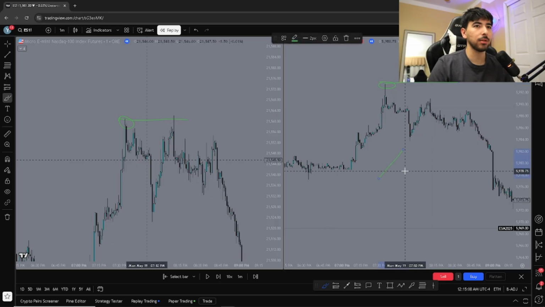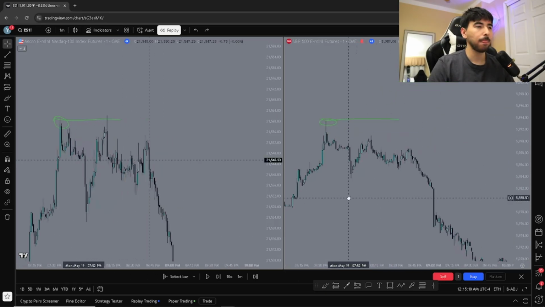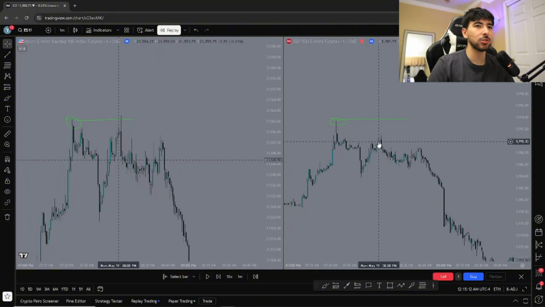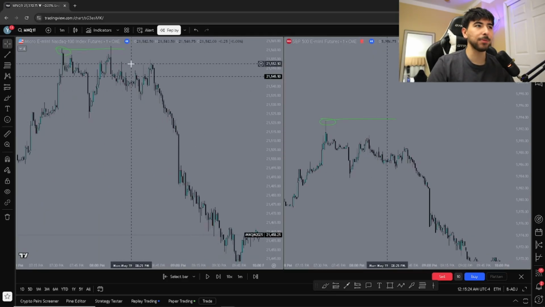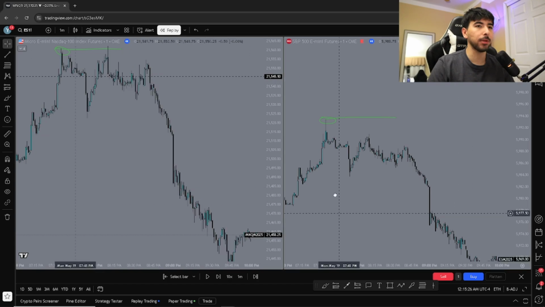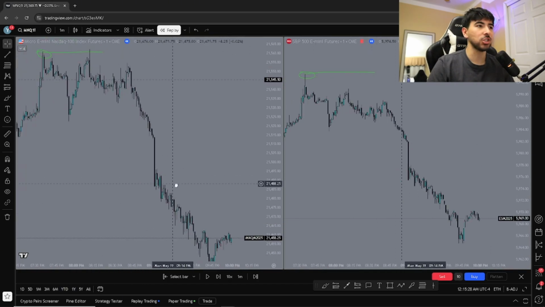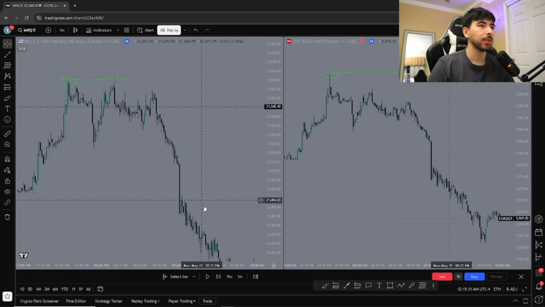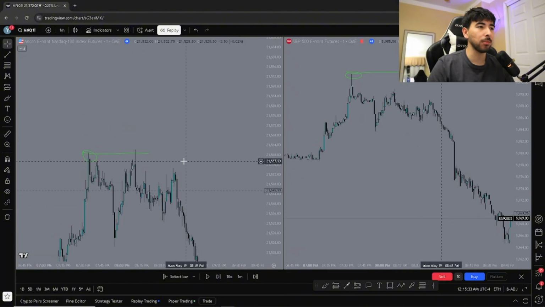Let me move this down a little. As you guys could see on the ES chart, price came down. On the NQ chart, price came down. We came up, took out this high, but on the ES chart, we came up, but we never took out this high. And look what price did. Absolutely dump on both charts. Just dump, straight dump. And right there is your smart money reversal.